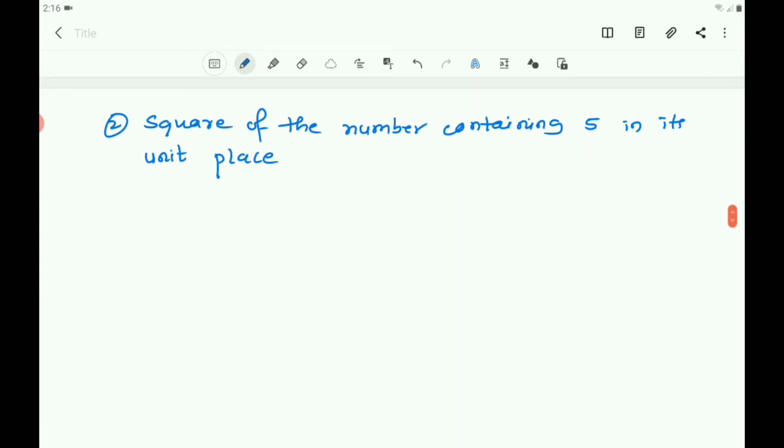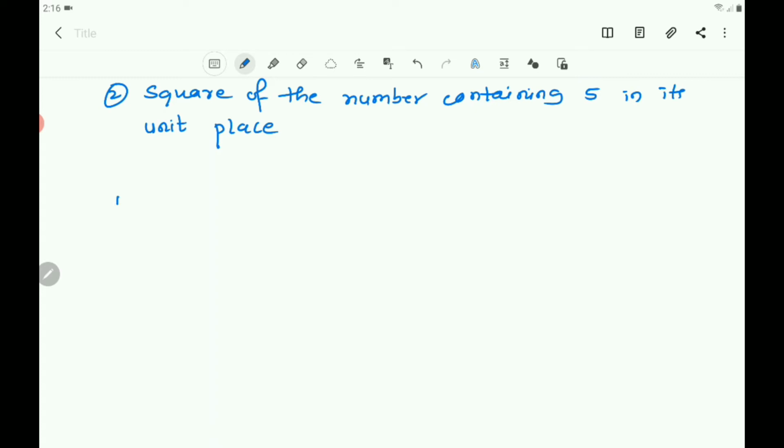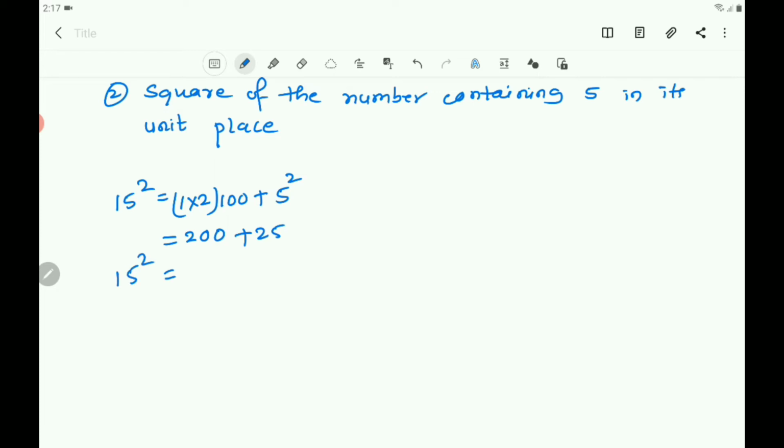Next one is the square of a number containing 5 in its unit place. Now let us take one example: 15 square. 15 square is 15 into 15, that is 225. By using the pattern of the numbers having the unit digit 5, the last part is 5 square, and the first part is 1 into its next number 2, into 100. So 1 into 2 is 2, into 100 is 200, plus 5 square is 25. Then 15 square equals 200 plus 25, which is 225. This is the first example.